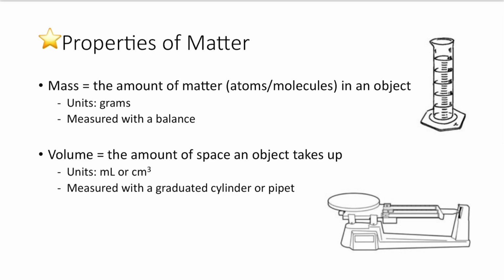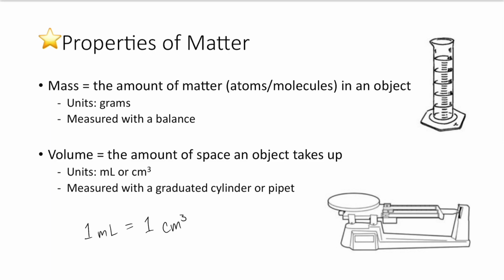Volume, unlike mass, is just the amount of space an object takes up. So volume is usually going to be measured in units of milliliters or cubic centimeters. Those two units are equivalent. So what I mean by that is that 1 milliliter is equal to 1 cubic centimeter. So those units are equivalent and interchangeable. It just depends on how you're determining the volume of something.